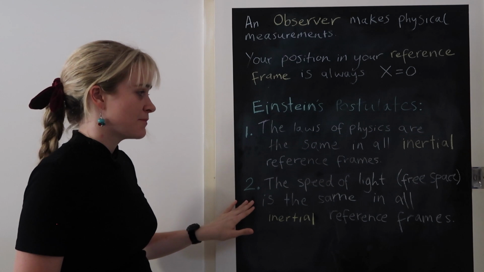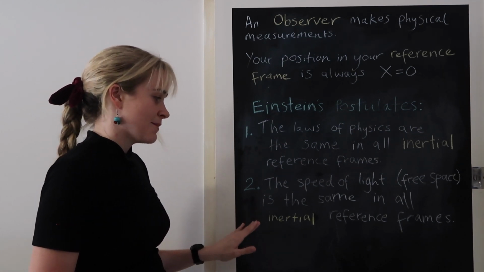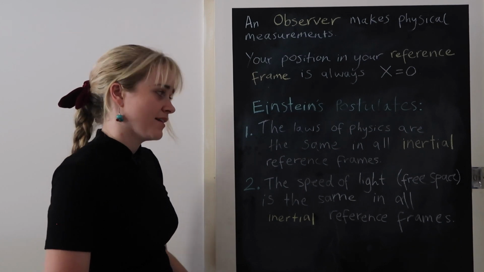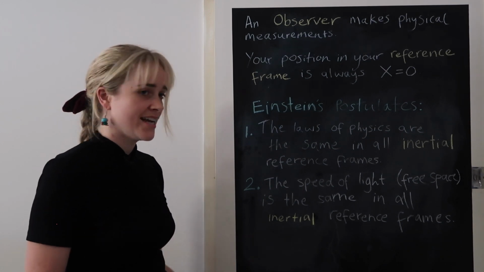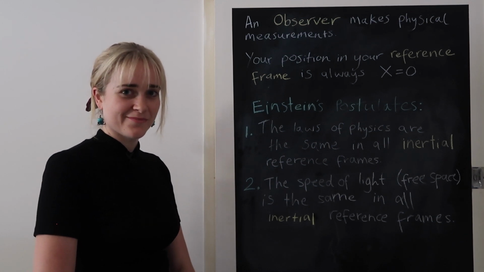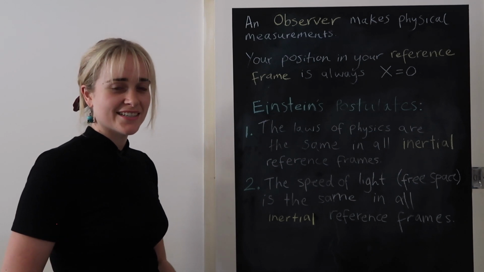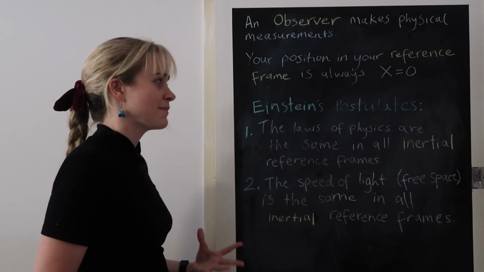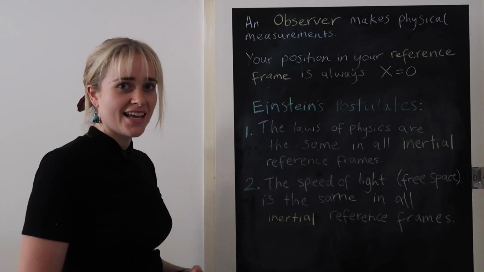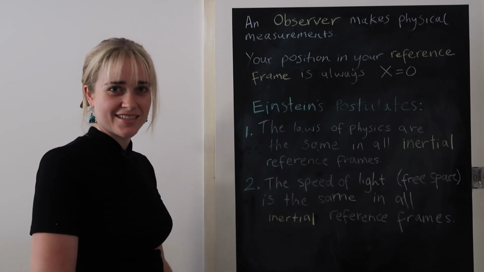And two, the speed of light in free space is the same in all inertial reference frames as well. Okay, so that speed of light is a constant when we're talking about inertial reference frames. So I think that's all of the important details that we're going to need to know. Hopefully some of them might be a bit of a refresher to you, and let's go on and use them to understand a few more concepts.